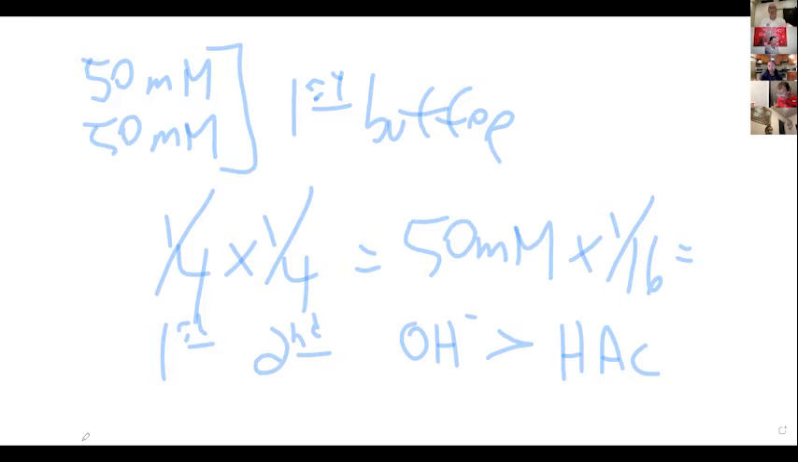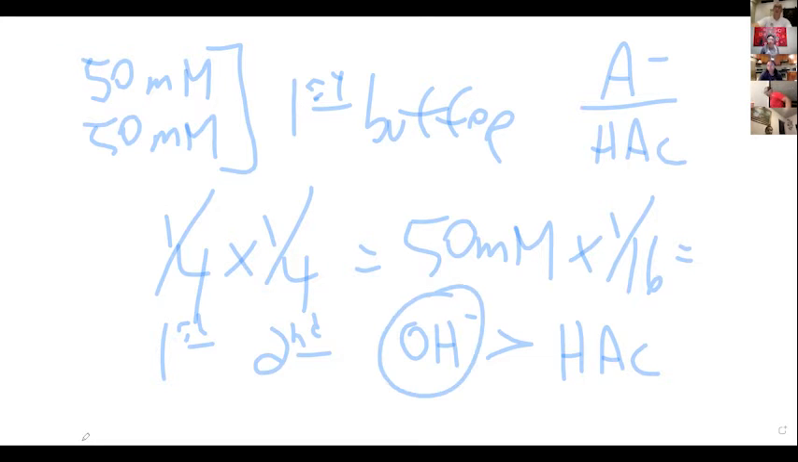So you no longer have an equilibrium. You only have an equilibrium as long as there is acetate and acetic acid present. If there's more hydroxide than acetic acid, it's no longer an equilibrium. So now all you need to do is figure out how much hydroxide is left over.